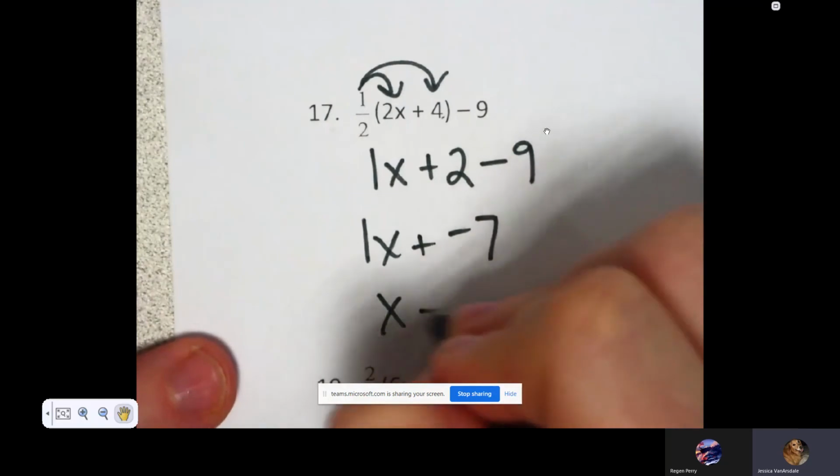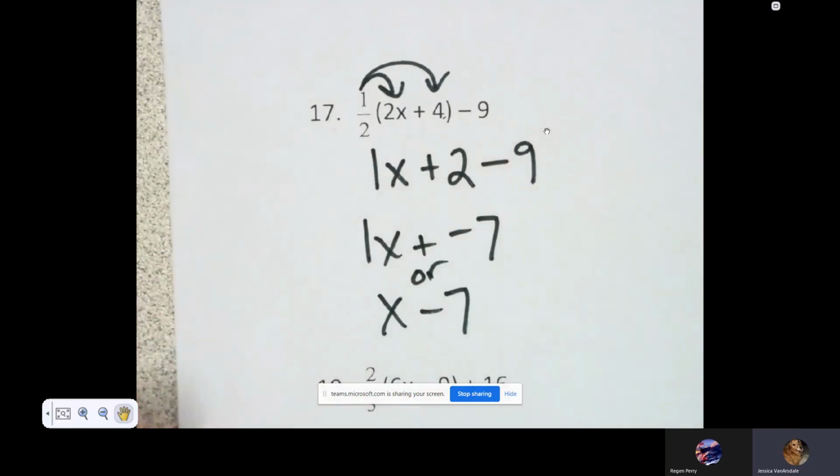Or you can write it like this. It could just also be x minus 7. Those are the same. So again, look at the line. If we're at 2 and we go down 9, 1, 2, 3, 4, 5, 6, 7, 8, 9, -7.